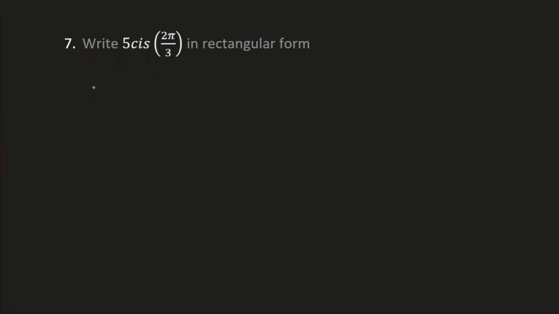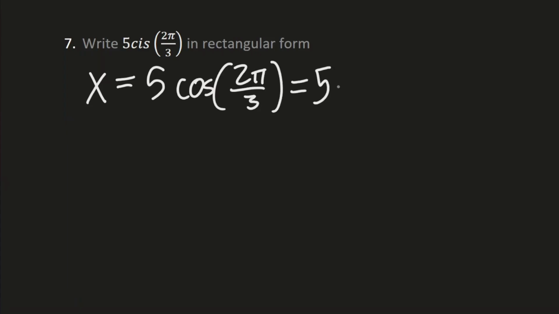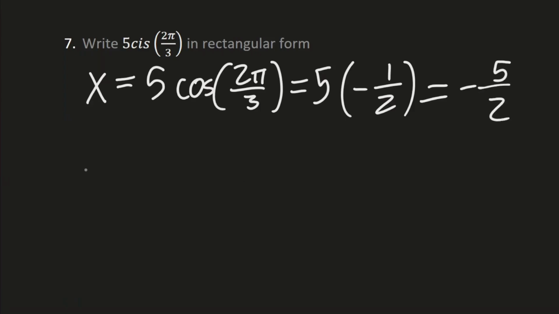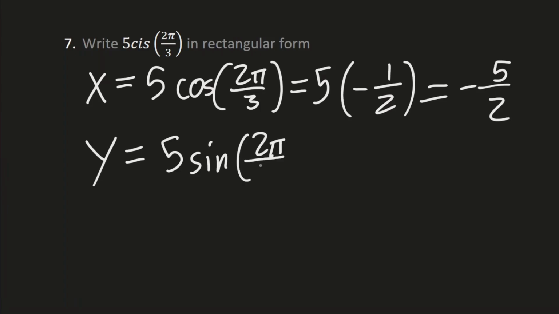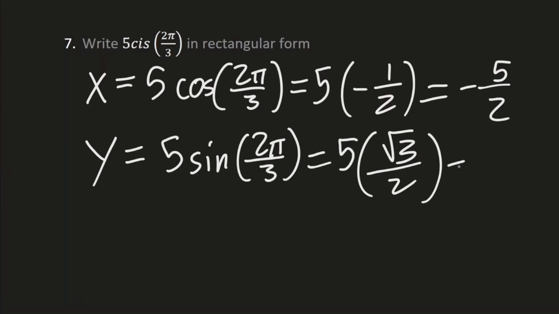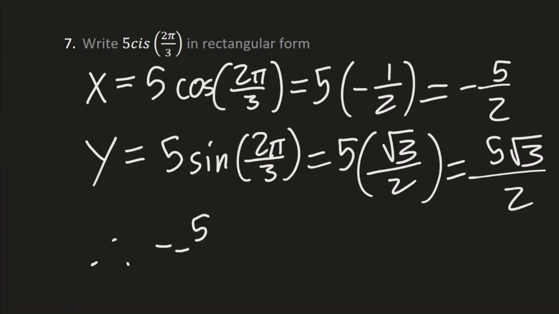For this one, we have x is going to equal 5 times the cosine of 2 pi over 3. Cosine of 2 pi over 3 is negative 1 over 2, so that evaluates to negative 5 over 2. For our imaginary part, we have y is equal to 5 times the sine of 2 pi over 3, which is square root of 3 over 2, and therefore this is 5 square root of 3 over 2. And we can write this complex number as negative 5 over 2 plus 5 square root of 3 over 2 times i.